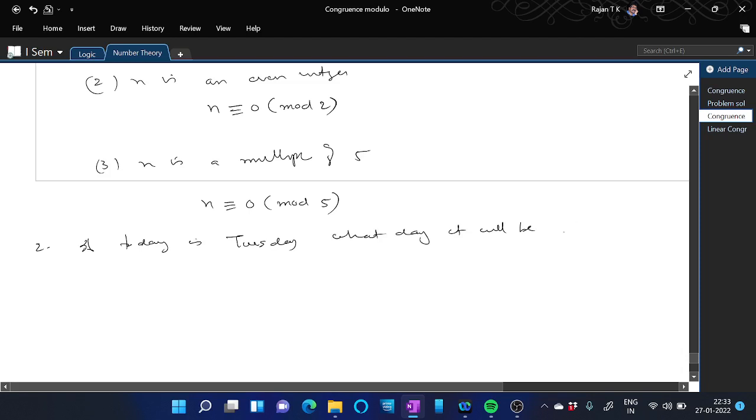In some 129 days. That is, after 129 days, what day will it be? We have to find out. Today is Tuesday. So after 1 day it will be Wednesday. After 2 days it will be Thursday. After 3 days it will be Friday. It goes on like that.